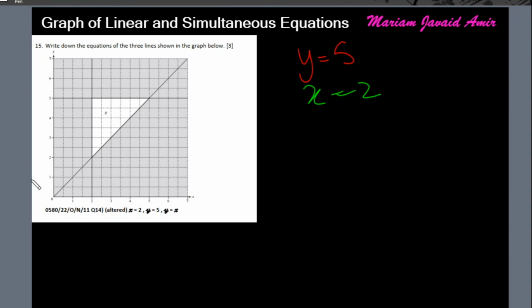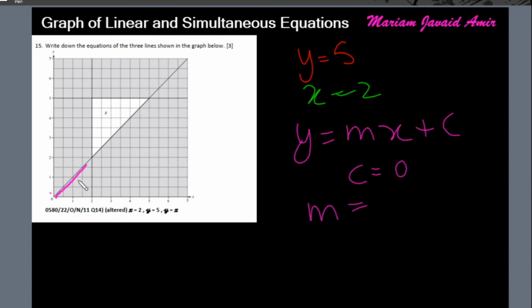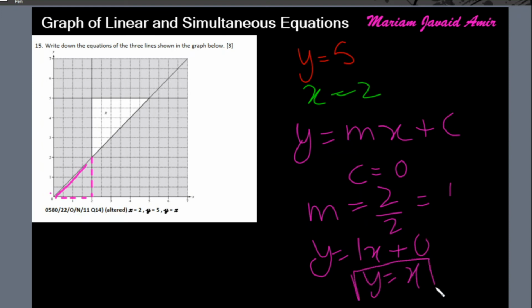The tilted line will be in the form y equals mx plus c. Note that c is simply 0 because the graph is cutting the y-axis at 0. Next we need m. m is the rise over run. So let's take this rise, it is 0 to 2 units, and then let's take this run, which is also 0 to 2 units. So 2 over 2, 1. So the equation of this line is y equals 1x plus 0, which is y equals x.